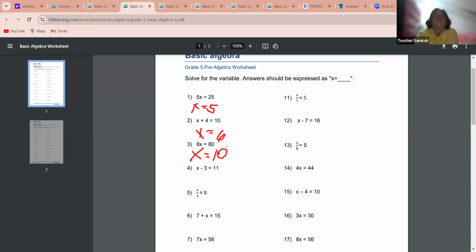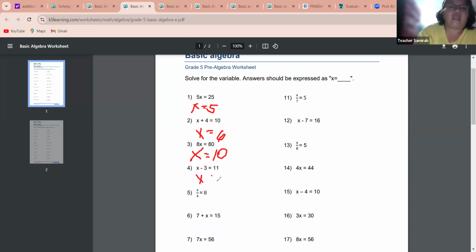And then number 4. x minus 3 is equal to 11. We need to remove the minus 3 from the left side and transpose it to the right side. So minus 3 will now become plus 3. So 11 plus 3 would be 14.